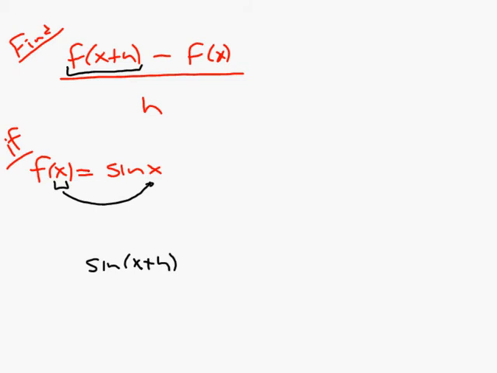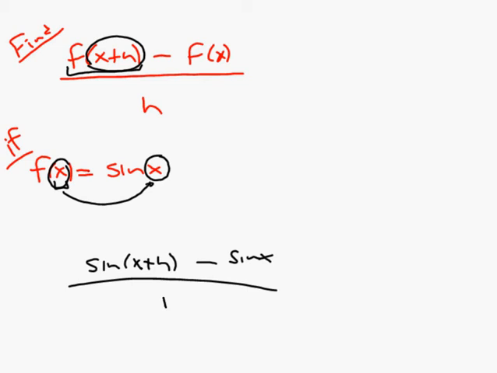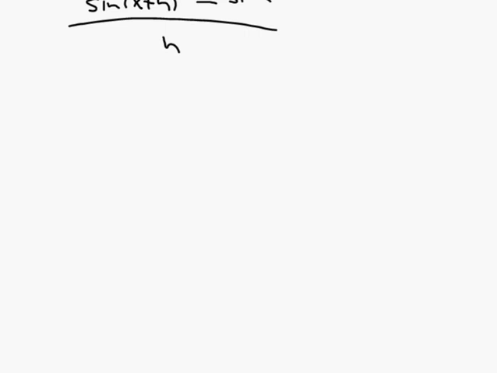If you're confused about that, think about it this way. Where x used to be, right here, is now x plus h, so it has to get replaced in this x also. Then this is minus f of x, which is just the function sine x, over h. So what we've done is evaluated the difference quotient for the function f of x equals sine x.